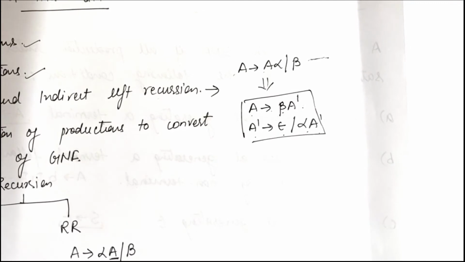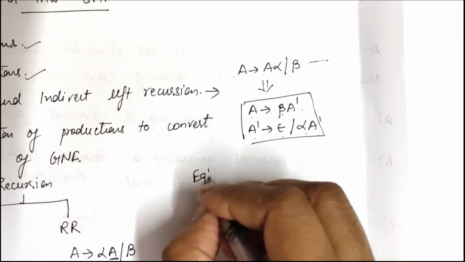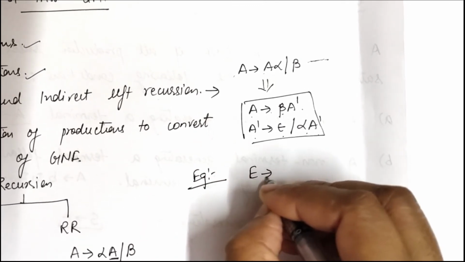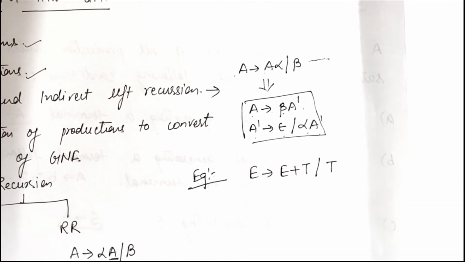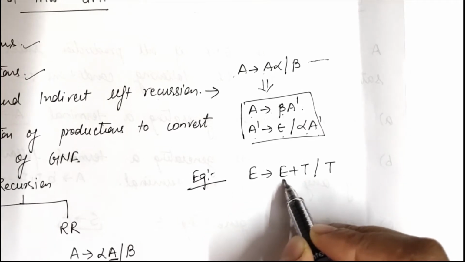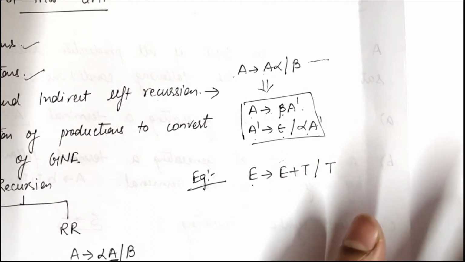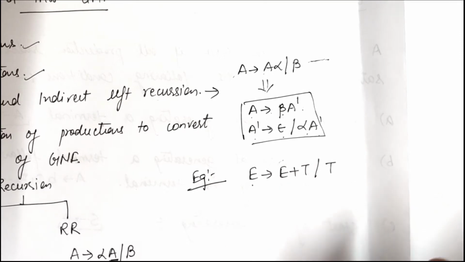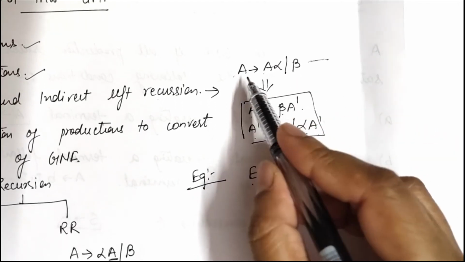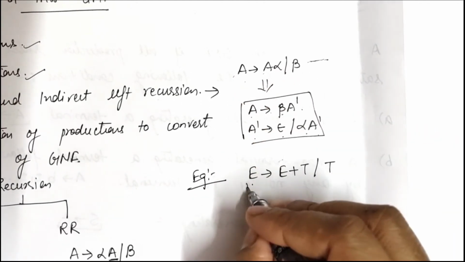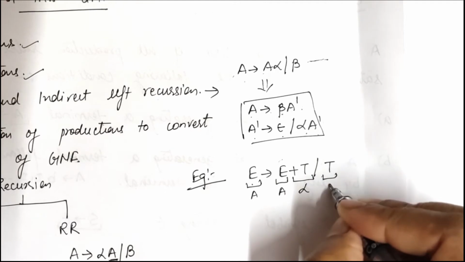So we will take one example in which we eliminate left recursion. Suppose we have a grammar like E derives E plus T or T. See here, the leftmost symbol of the right hand side, E, is equal to the left hand side, so this grammar is left recursive. So we have to eliminate this left recursion. How? First we separate the grammar in the form of A, alpha and beta. So this is A, this plus T as a whole is alpha and this T is beta.